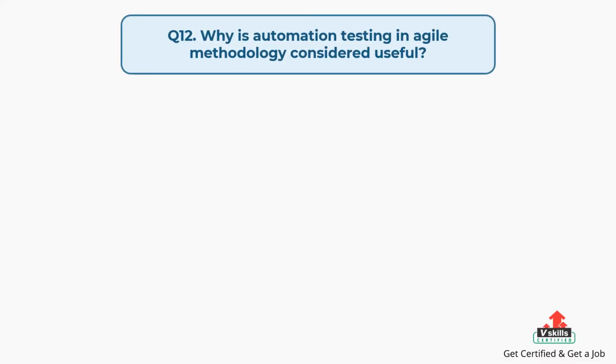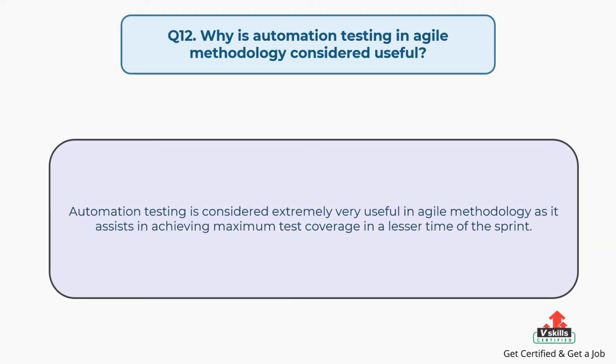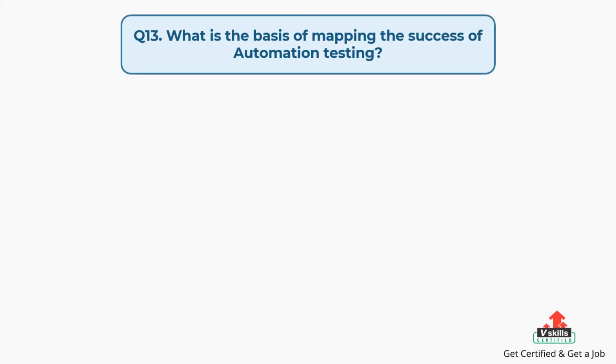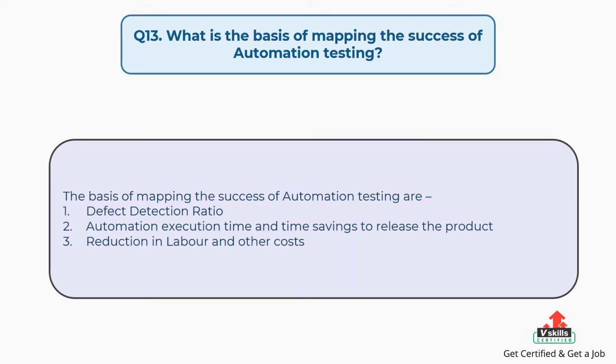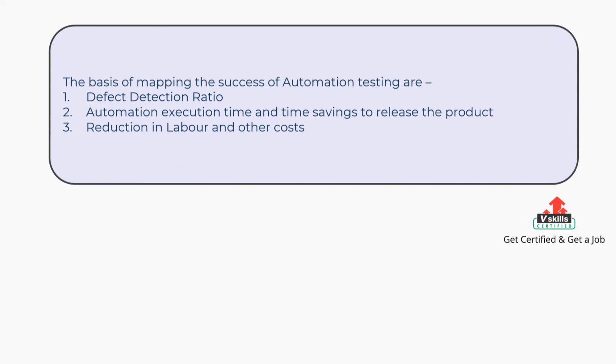Question number 12. Why is automation testing and agile methodology considered useful? The answer is, automation testing is considered extremely useful in agile methodology as it assists in achieving maximum test coverage in a lesser time of the sprint. Question number 13. What is the basis of mapping the success of automation testing? The answer is, the basis of mapping the success of automation testing are defect detection ratio, automation execution time and time savings to release the product, reduction in labor and other costs.